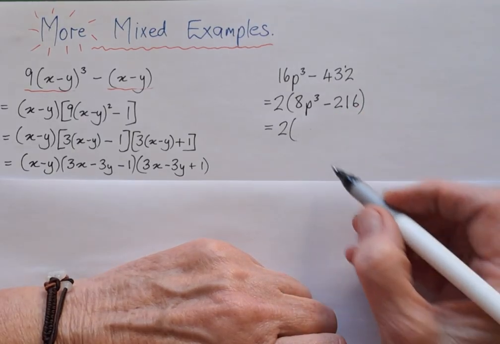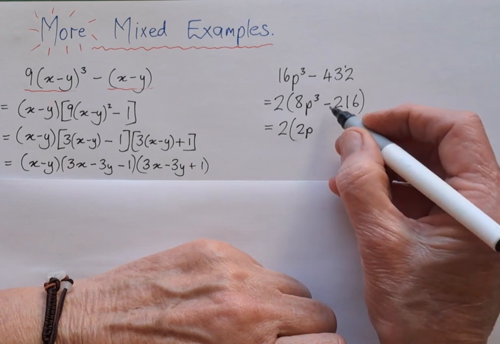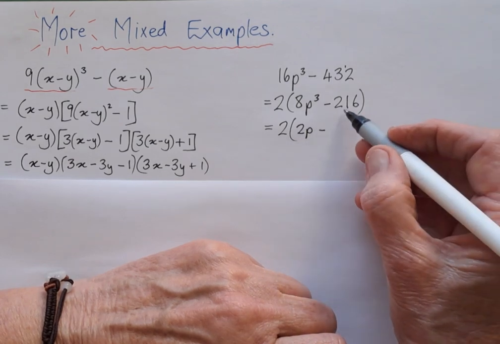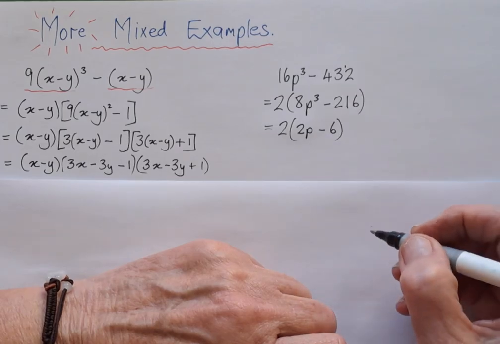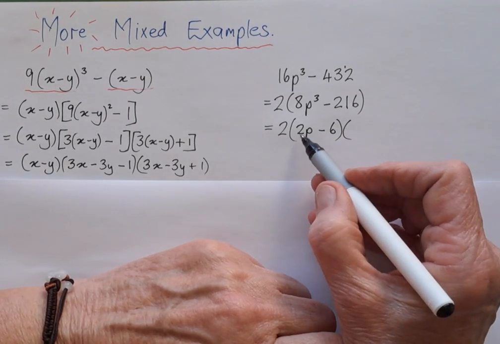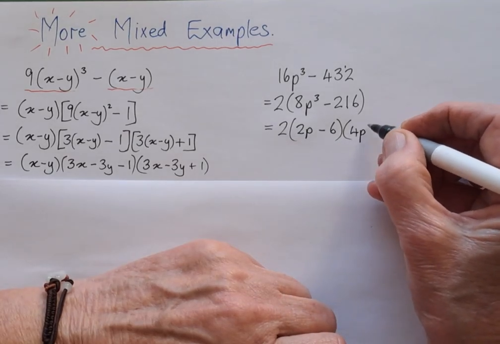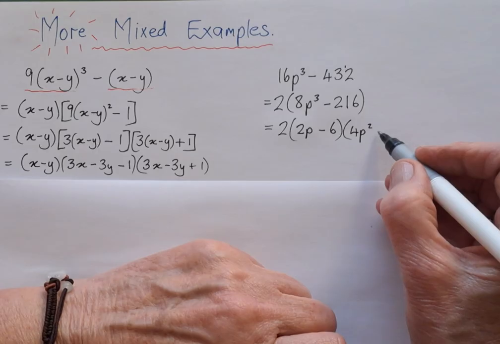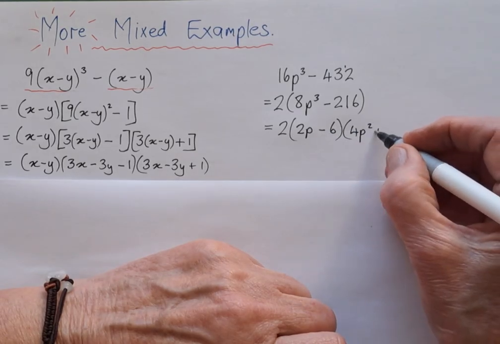Cube root of this term is going to be 2p, retain my sign. The cube root of 216 is 6. Close my binomial bracket, open my trinomial bracket. First term, I say 2p all squared, which will give me 4p squared. This term coming up here has to have the opposite sign to that.